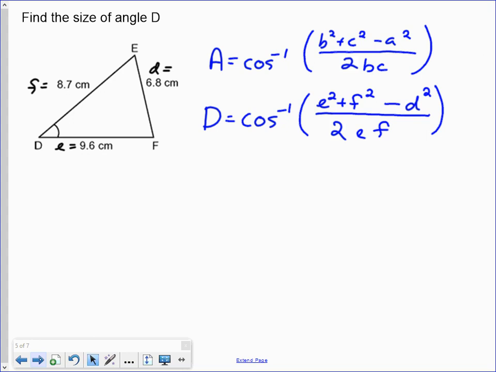All right, let's sub in our numbers here. Cos inverse, side E is 9.6, so 9.6 squared plus 8.7 squared minus 6.8 squared.